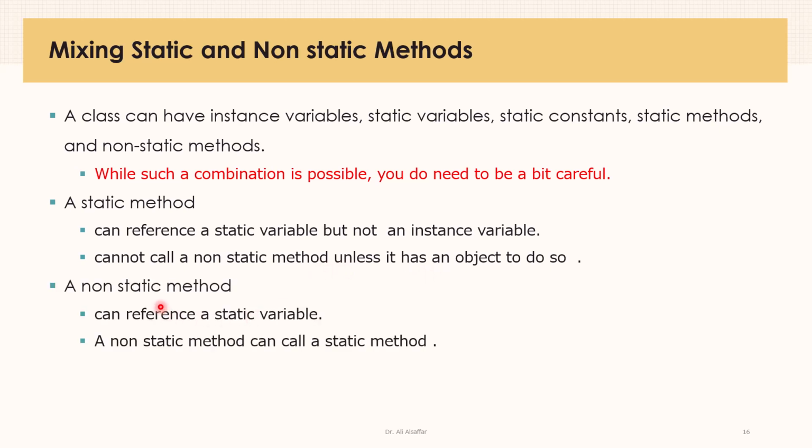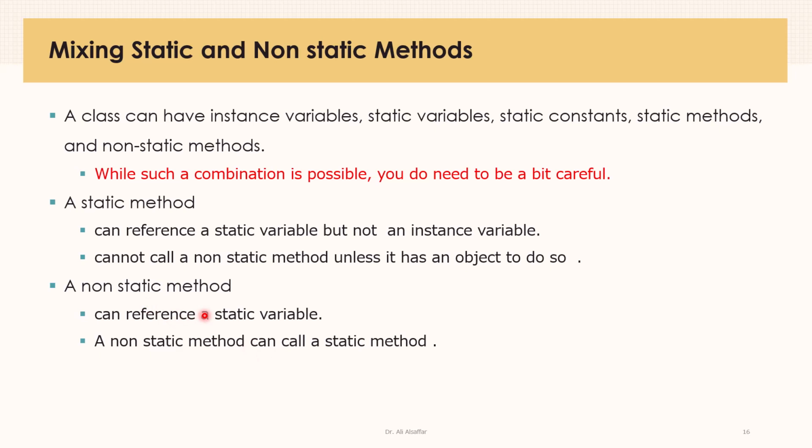Now for a non-static method, again, this method exists when an object is created, so it can use static variables and also static methods, because those methods and variables are always there. A non-static method is guaranteed to be there because it is created with the object. So it can reference a static variable because a static variable is always there, and it can also reference a non-static method because it is already created with the object.